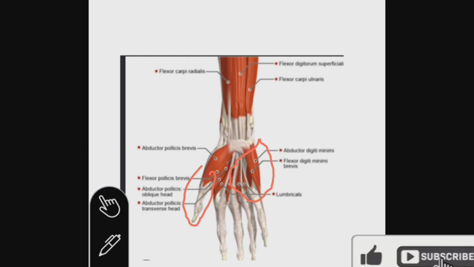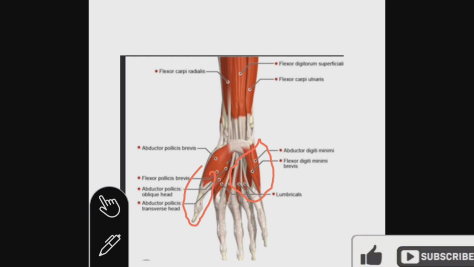Then you have the opponens pollicis. The opponens pollicis is responsible for opposition, gripping of the thumb. Take note, it is innervated by the median nerve. Then you have the adductor pollicis. This muscle right here. It's innervated by the ulnar nerve.